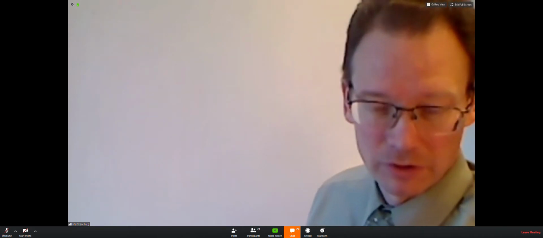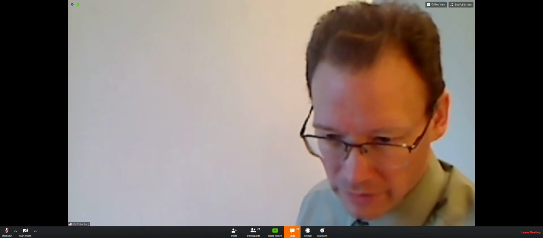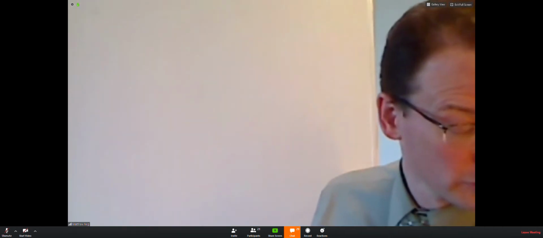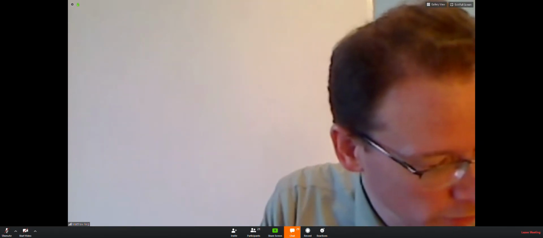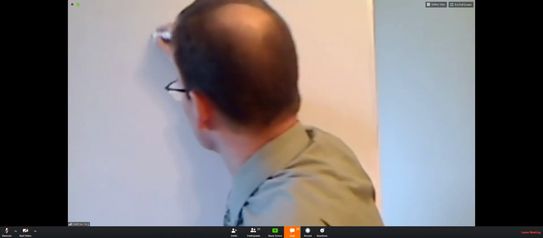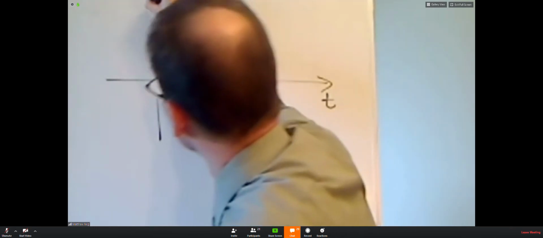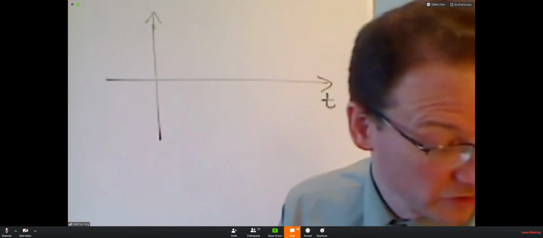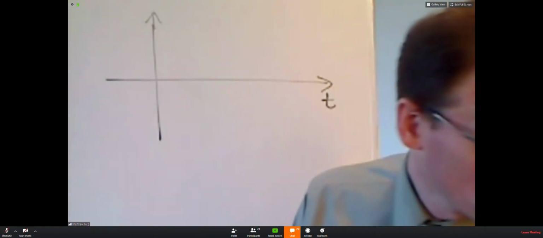So very quickly, what does the force graph look like? Force is proportional to acceleration. Acceleration is the slope of velocity. So what's the starting slope? Can somebody tell me that? 20 over 2 is 10. So the acceleration and the force look a little bit like this. What's the force for the first 2 seconds? Slope is 10 meters per second squared, and the mass is half a kilogram. So 5 newtons.